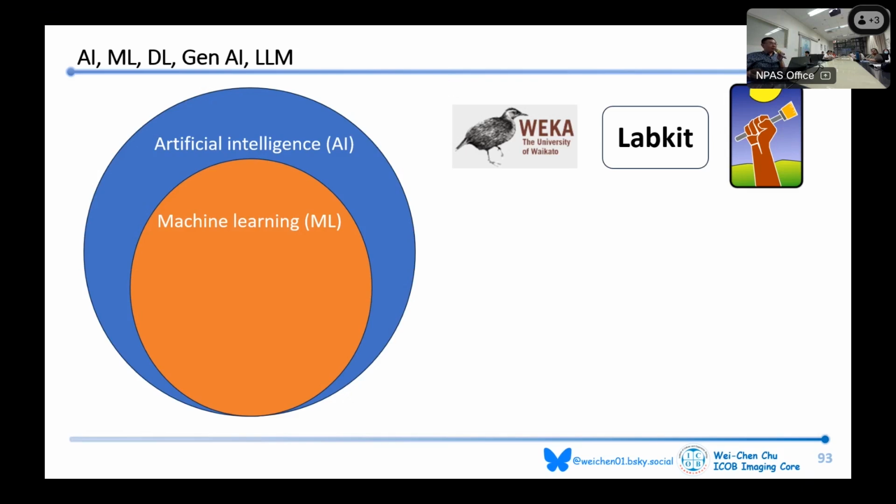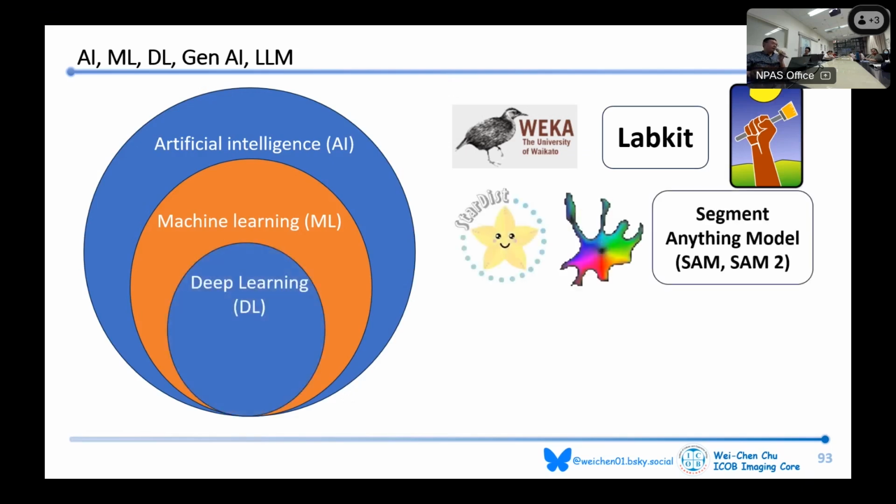This allows you to simply draw some labels, say this is one type of cell and another is background, and after some annotation it trains the computer to help you distinguish other images. And there are deep learning tools, StarDist and Cellpose, or Segment Anything Model. Today I'm going to introduce StarDist and Cellpose, which are particularly useful for cell biologists.